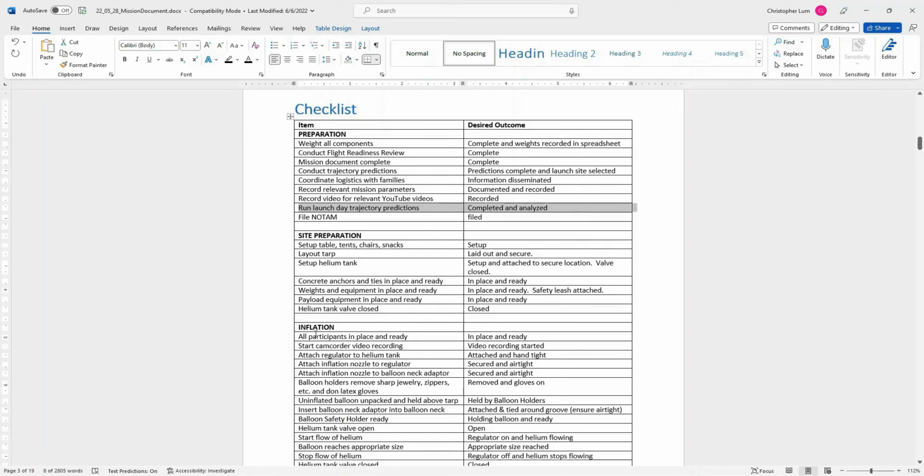Lastly, we did run some of those launch day predictions, right? These were those last trajectory predictions that allowed us to pick which site we were actually going to launch at. And as we just talked about, we also filed a NOTAM with the FAA.